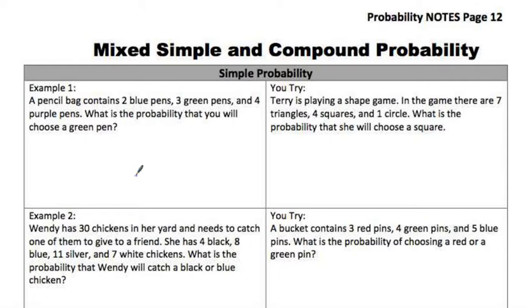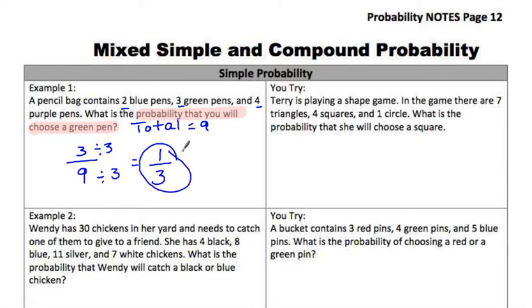A pencil bag contains 2 blue pens, 3 green pens, and 4 purple pens. What is the probability that you will choose a green pen? In order to solve this problem, we need to first figure out what the total is. If you add these together, 2, 3, and 4, would be 9. And then we need to find the probability that you will choose a green pen. So the probability of green is 3 out of 9. And if we simplify that by 3, we are left with 1/3 probability. You try the next one.